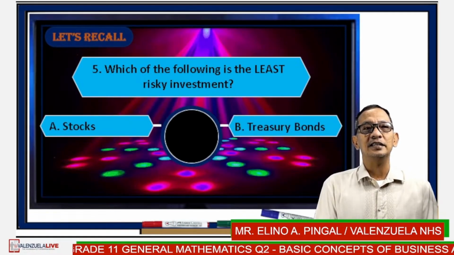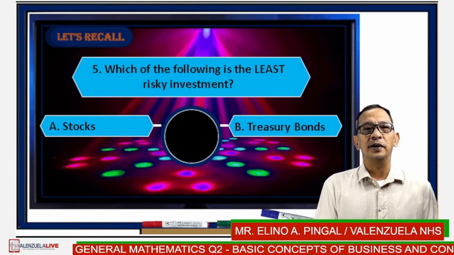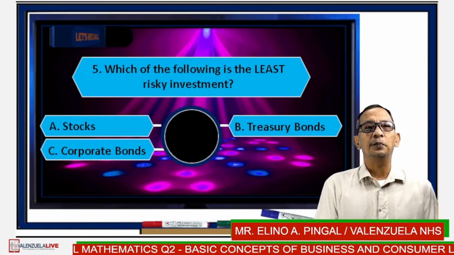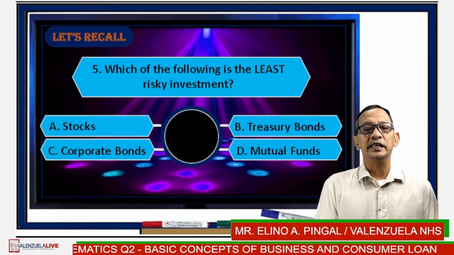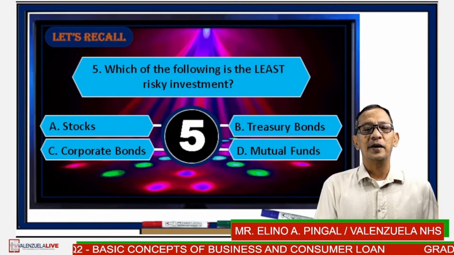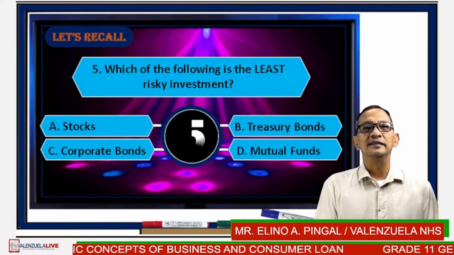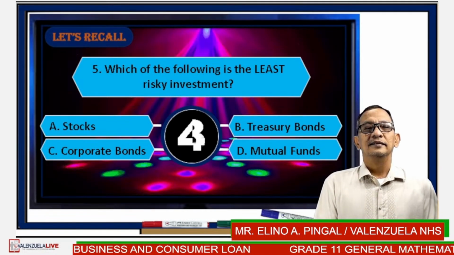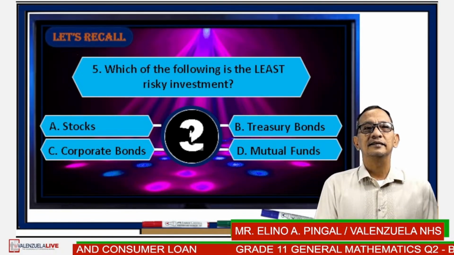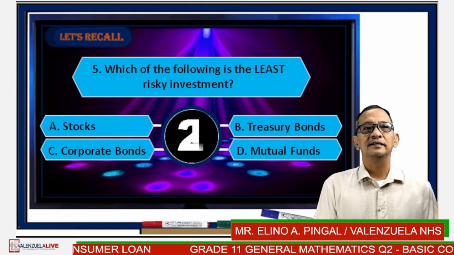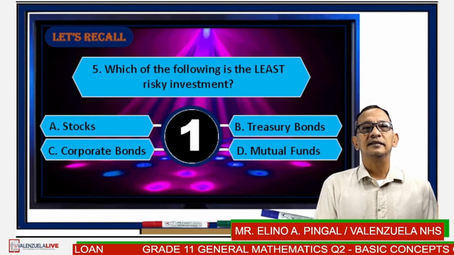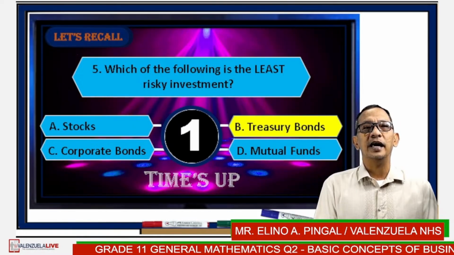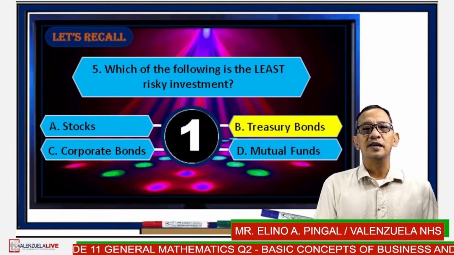And number 5, which of the following is the least risky investment? Letter A, stocks. B, treasury bonds. C, corporate bonds. Or D, mutual funds. 5 seconds. Time's up. The correct answer is treasury bonds.